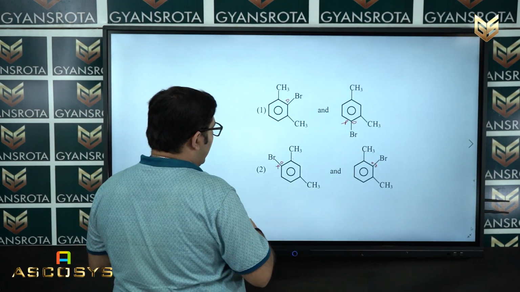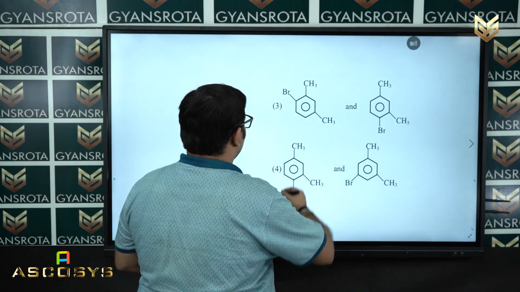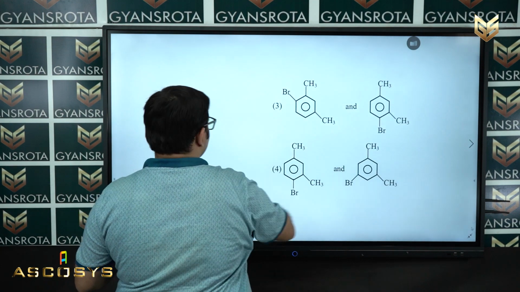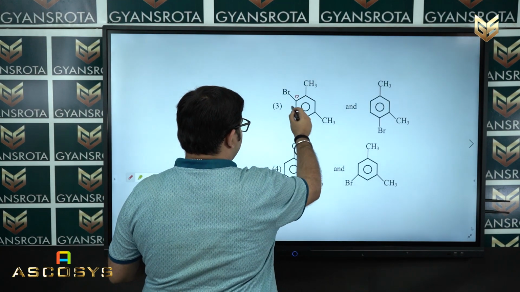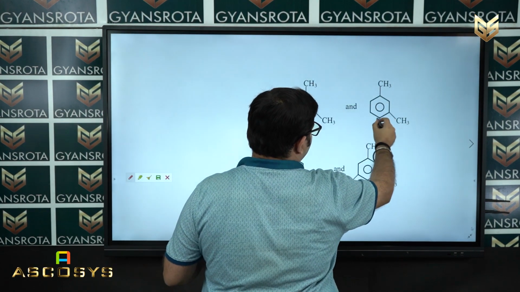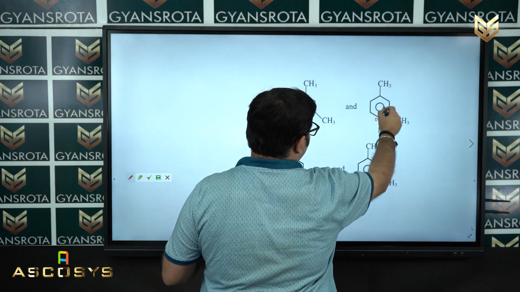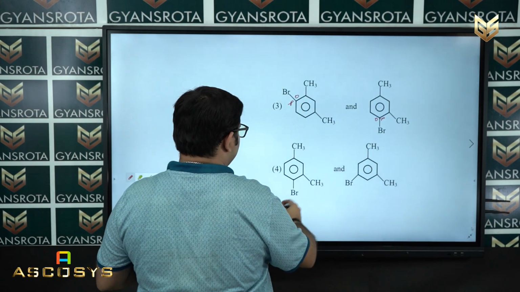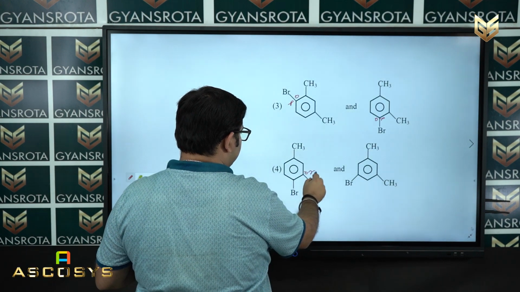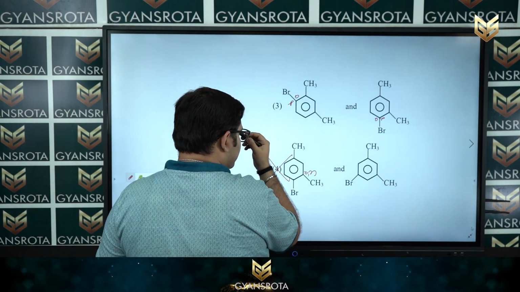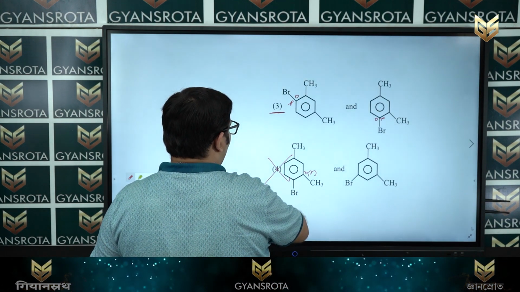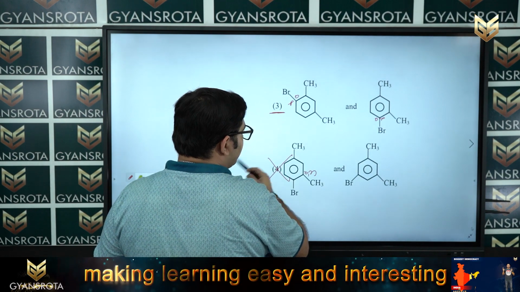Now, we are moving to the other options. Now, if you see option number 3, this is ortho from this side and para from this side. Here also, if you see ortho from this carbon and para from this side. If you see this one, from this side it will be ortho, but from this side it will be meta. So, this is not possible. So, option number 4 we can neglect. So, we are left with option number 3, option number 2 and option number 1.